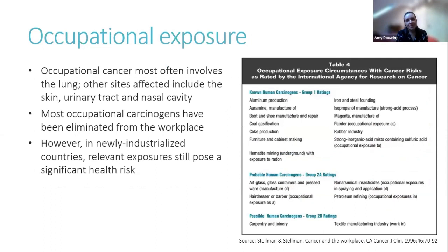I just want to briefly mention occupational exposure. This most often involves the lung, so people breathing in various fumes or really small particles from metalworks or something. But other sites affected can include the skin, the urinary tract, and the nasal cavity. Most occupational carcinogens have been eliminated from the workplace, especially in the more developed countries. However, in some countries, these do still pose a significant health risk.